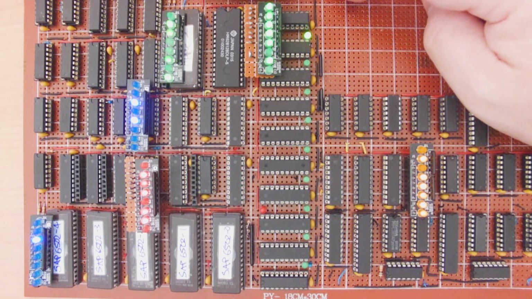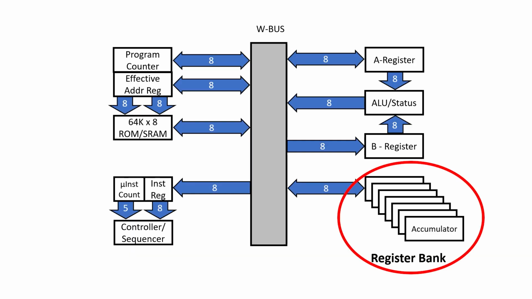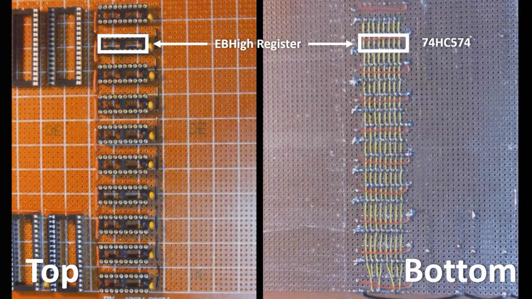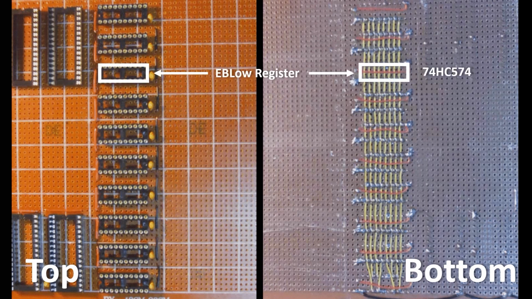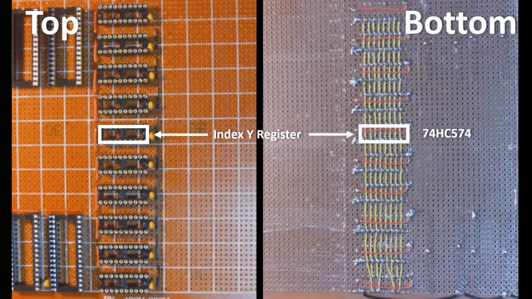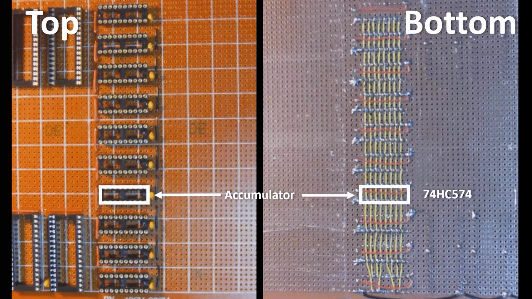Back to the original SAP6502 build, the next part of the design I'm going to look at are these octal D-type flip-flops down the center. This is the register bank, and we have the W bus running underneath it. At the moment, the register bank consists of a large number of octal D-type flip-flops, with both the inputs and outputs connected to the W bus. There's a single chip for the X register, Y register, accumulator, and both of the effective address B registers.